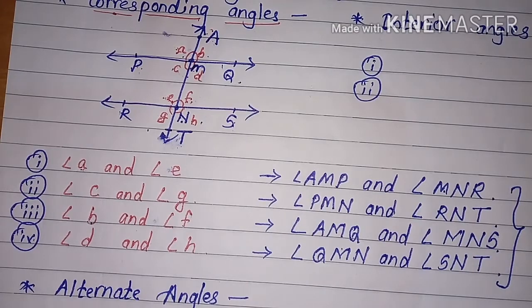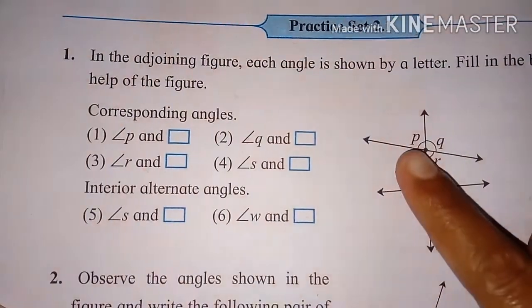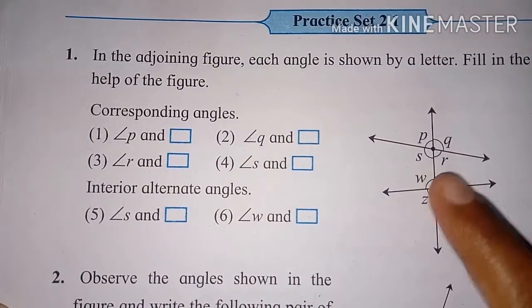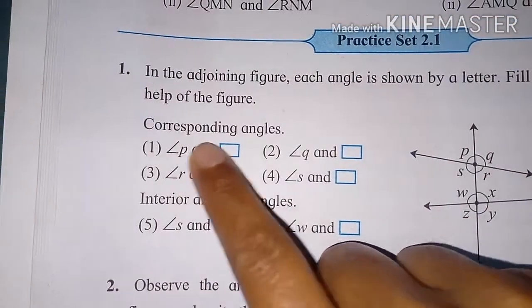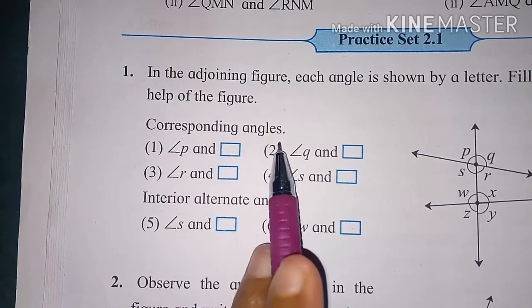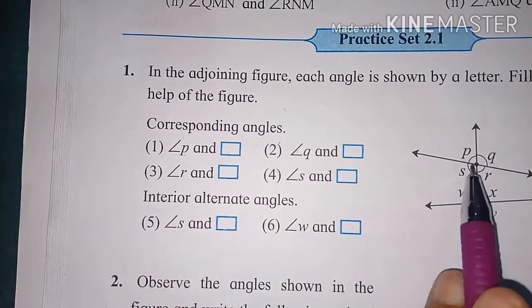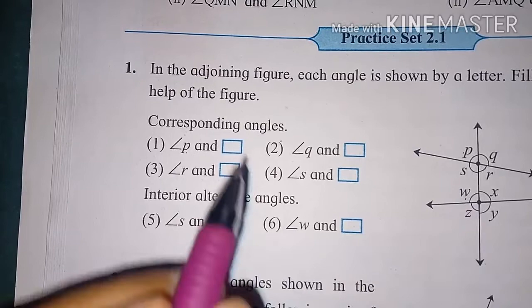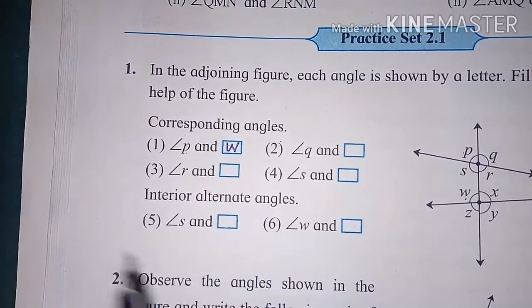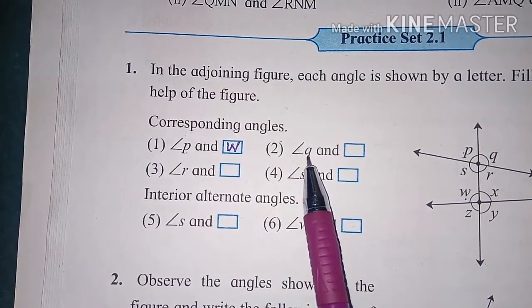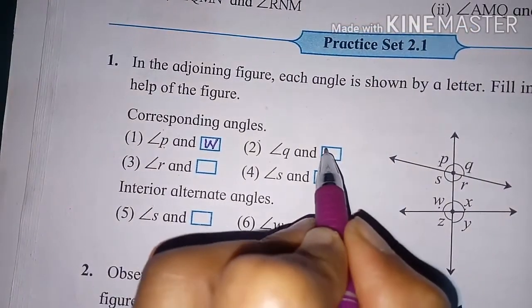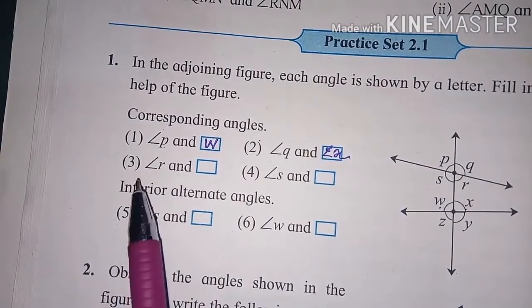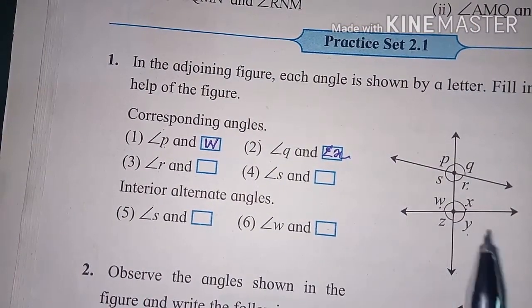See in practice set 2.1, it is given the same way. See, angles P, Q, S, R, W, X, Z and Y, like this. So here it is written corresponding angles: angle P and which one is coming? Angle P and angle W. Here the answer is angle W. Angle Q and angle X. Here angle X is coming. Then angle R and angle Y.